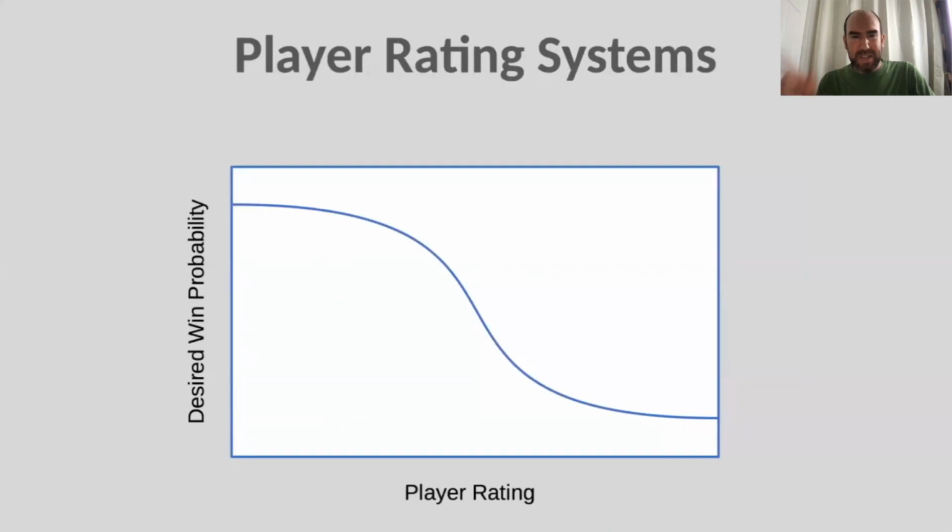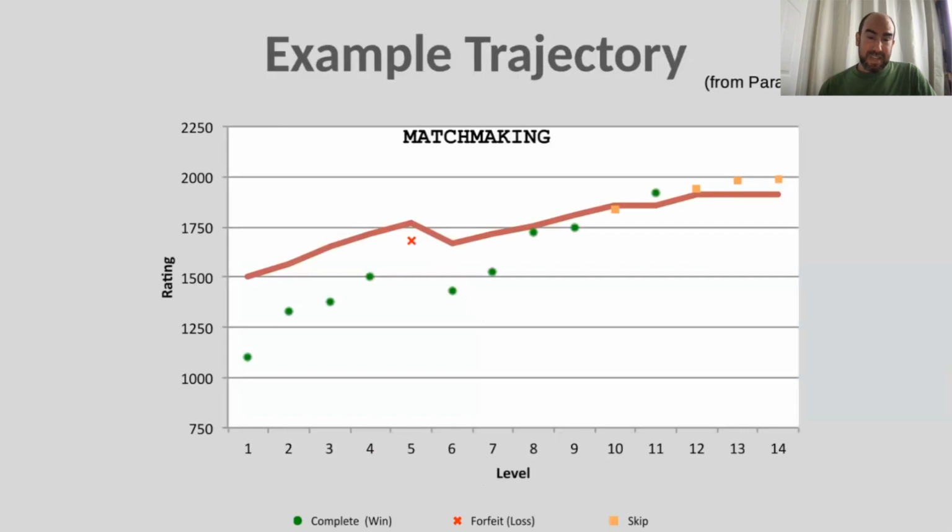As the player wins, their rating goes up, and to find a level, once we know the win probability that we want, say we want a level that we think the player will have a 95% chance of winning, we can just go through all the levels, compute the probability, and pick the closest one. This is an example here. It's not from Foldit, it's from Paradox. The dots are the level rating and the line is the player rating. Green means they won, red means they lost, and yellow means they skipped it. Roughly, when the player wins, their rating goes up, and the ratings of the levels they play goes up. When they lose, they go down, and then they skip and they quit.